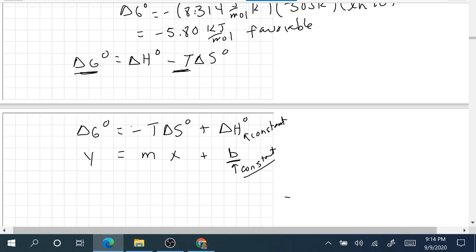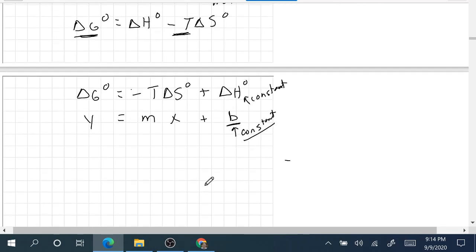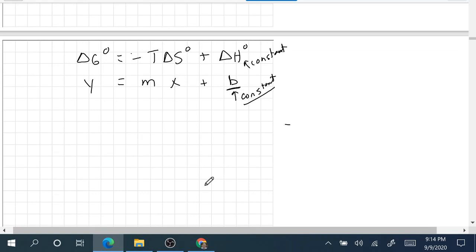So it needs to be a constant, so that answers that question. Why do we need it to be independent of temperature? Because delta H needs to be a constant so that we can use this linear relationship, okay? So we can use the linear relationship that delta G is linearly related to temperature, okay?